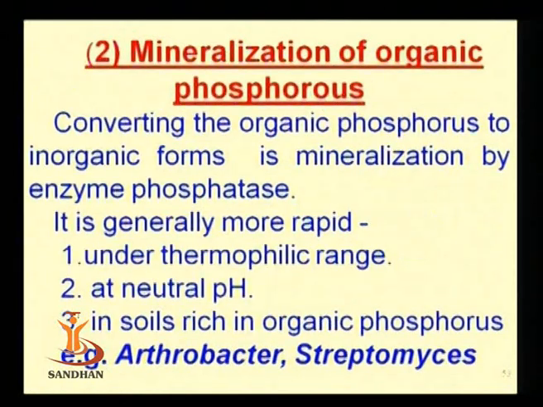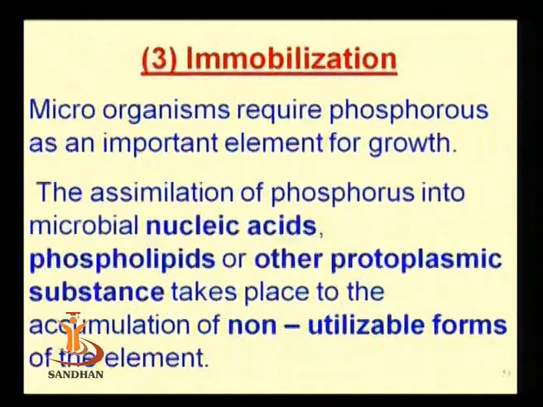The next is mineralization of organic phosphorus, that is, converting the organic phosphorus to the inorganic form, which is carried out by the enzyme phosphatase at either low or high pH. It occurs more rapidly in the thermophilic range, at neutral pH, and in soil which is rich in organic phosphorus. The enzyme phosphatase is often secreted by organisms like Arthrobacter and Streptomyces.